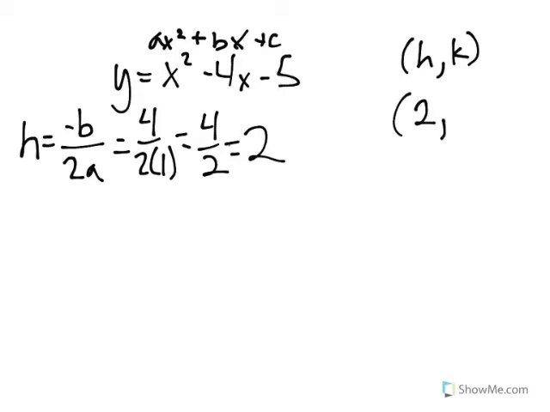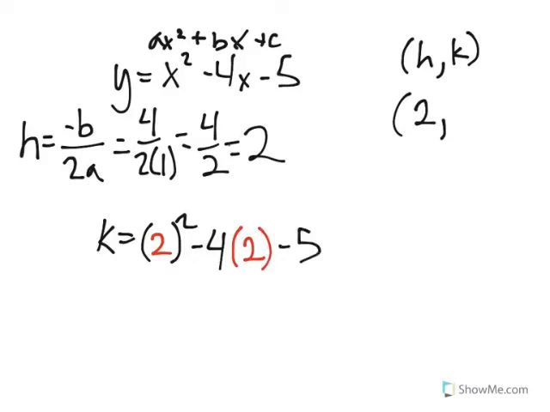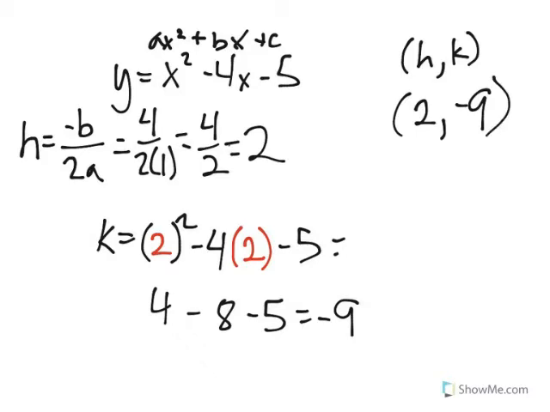To find k, all I'm going to do is plug the h value into the original equation. I have an x squared, so instead of putting x there, I'm going to put a 2 because that's my h value. So it'll be 2 squared minus 4 times, instead of putting an x there, I'm going to put a 2 there again, because 2 is the h value, and then minus 5. So 2 squared is 4, 4 times 2 is 8, and then minus 5. So 4 minus 8 is negative 4, minus 5 would give us negative 9. So the vertex would be at (2, -9).